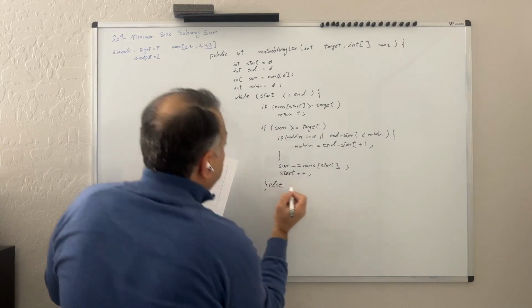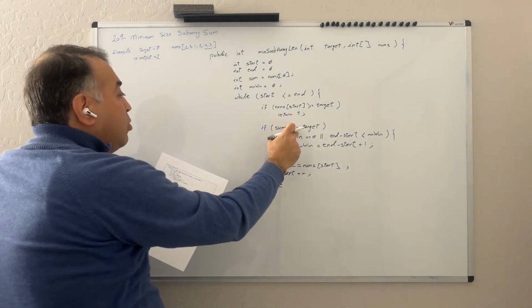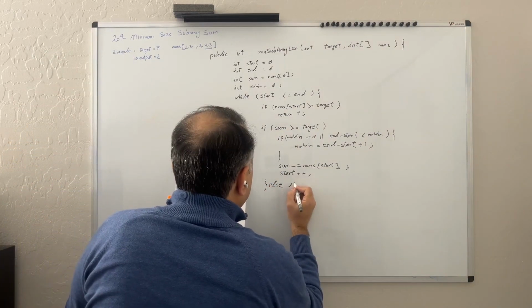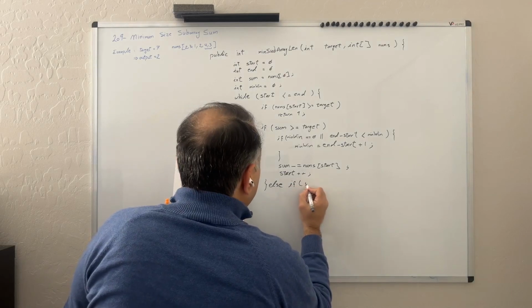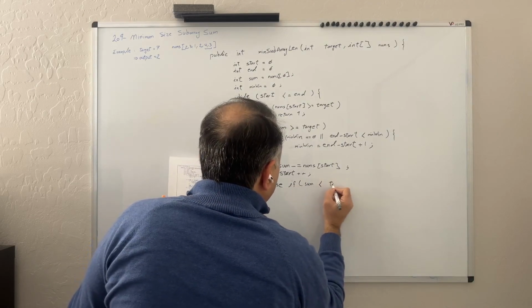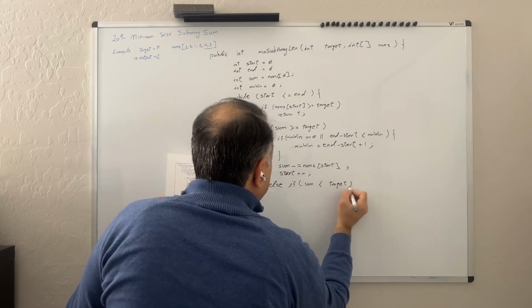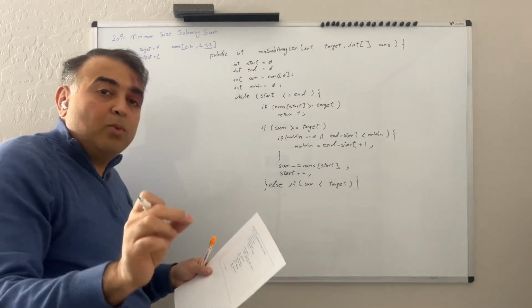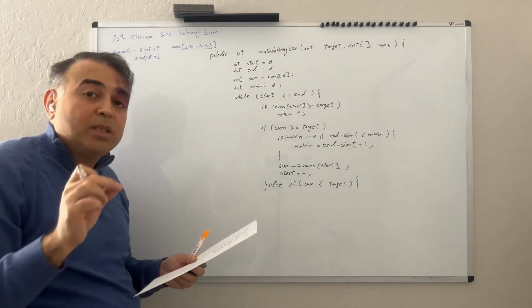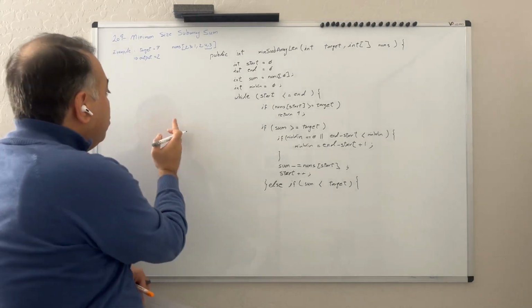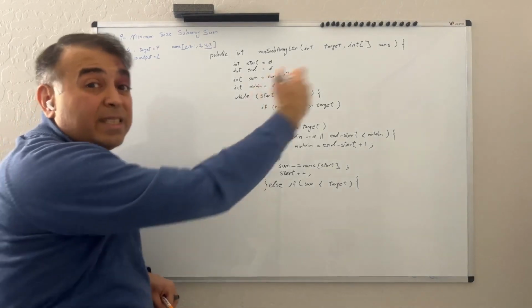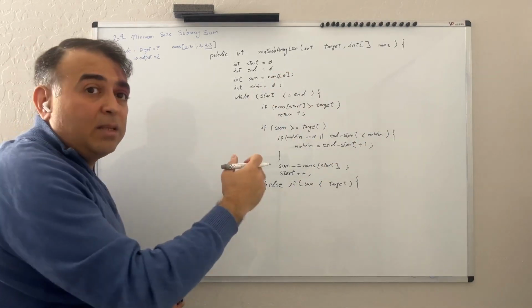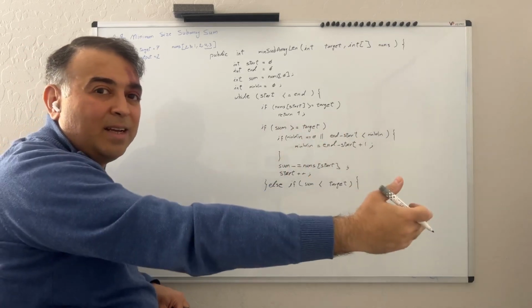Else, if the sum was not equal or greater than the target, and the sum that we found is less than a target, what should we do here? The first thing we need to do, as I showed you, is move the end pointer one step to the right. But we need to always make sure that the end pointer will not pass the end of the array length.